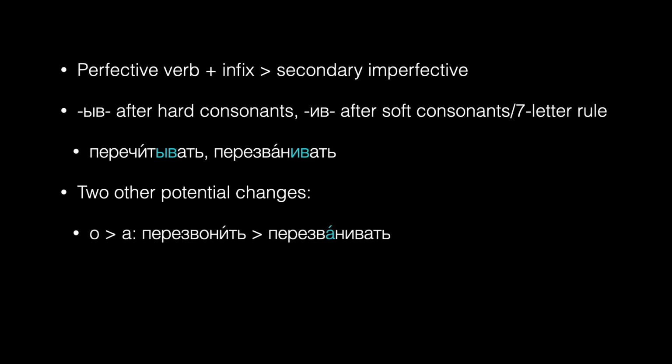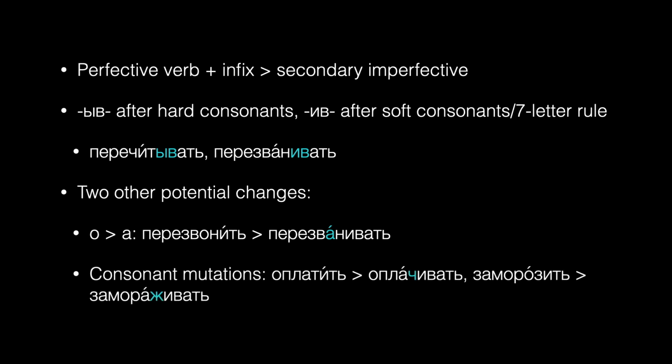A vowel o in the root often changes to a, as in the perfective перезвонить, imperfective перезванивать. And we often see consonant mutations, changes, like those found in the ya form of e conjugation verbs, perfective оплатить, but imperfective оплачивать, perfective заморозить, but imperfective замораживать.